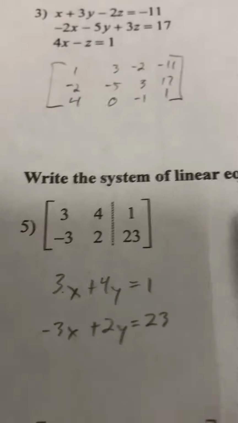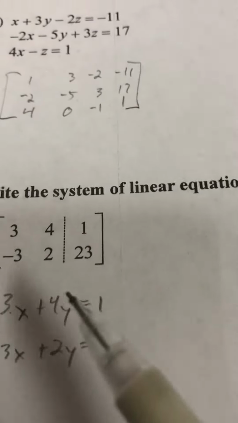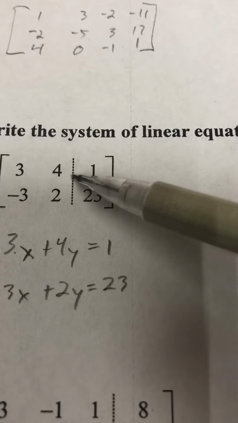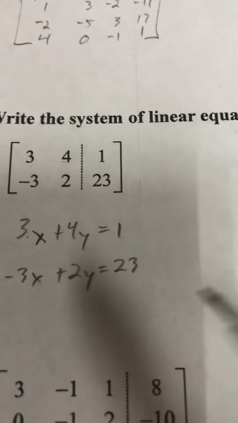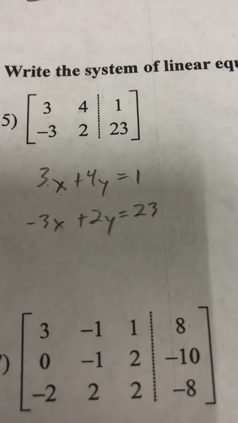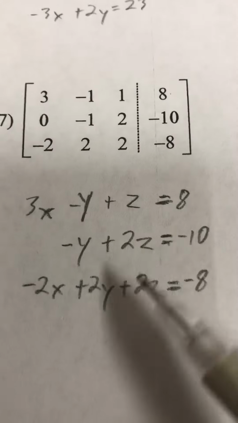Okay, then going backwards, create systems of linear equations for each augmented matrix. And here they put a little dotted line between the xy part or xyz part and the answer. So you just throw your x's and y's in with these. That's all you're doing. Throw your x's and y's in.